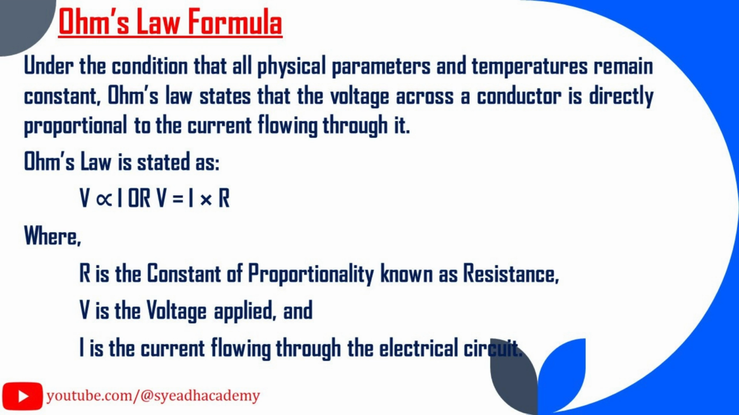Ohm's law formula. Under the condition that all physical parameters and temperatures remain constant, Ohm's law states that the voltage across a conductor is directly proportional to the current flowing through it. Ohm's law is stated as V is proportional to I, or V equals I into R, where R is the constant of proportionality known as resistance, V is the voltage applied, and I is the current flowing through the electrical circuit.